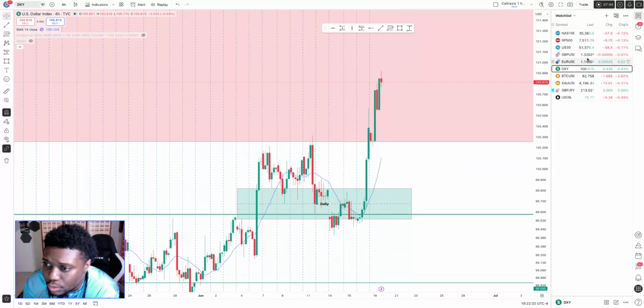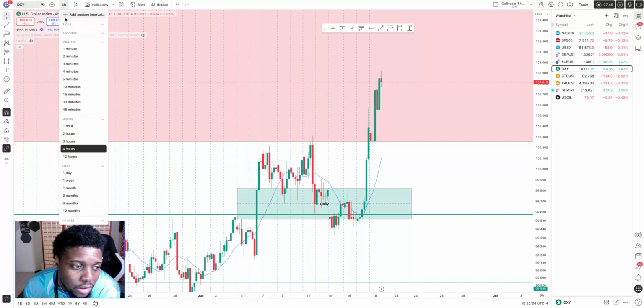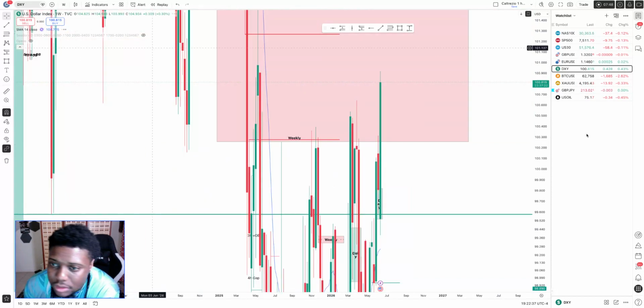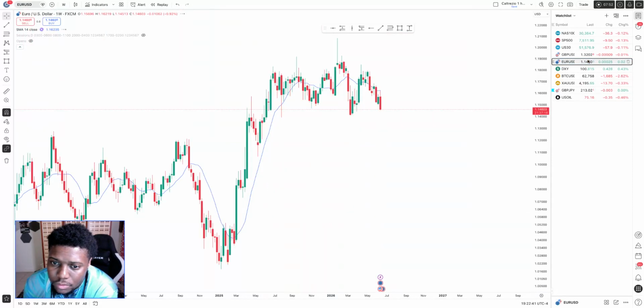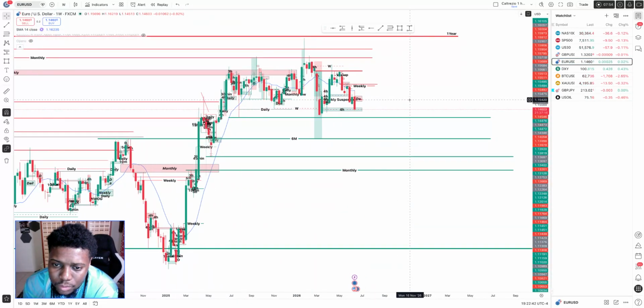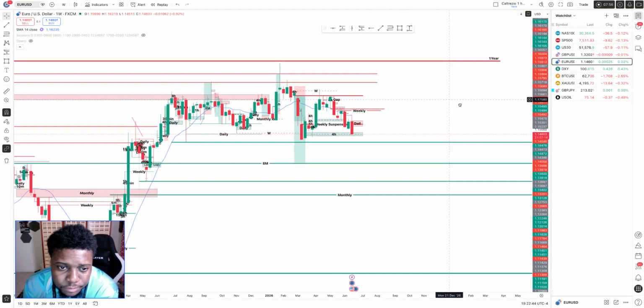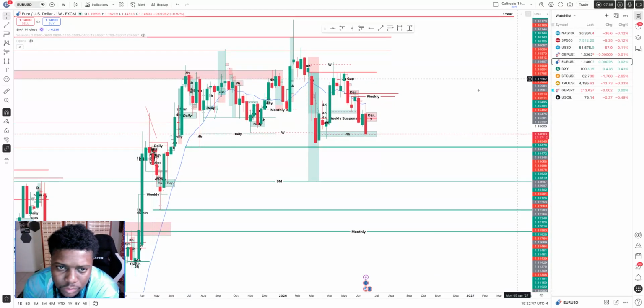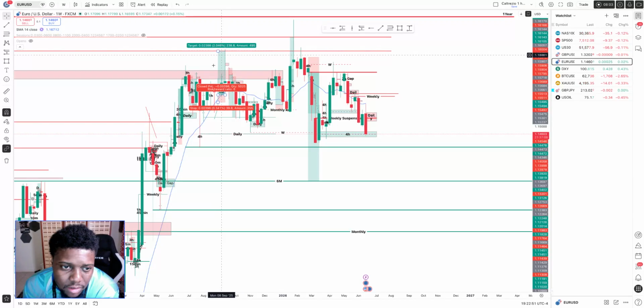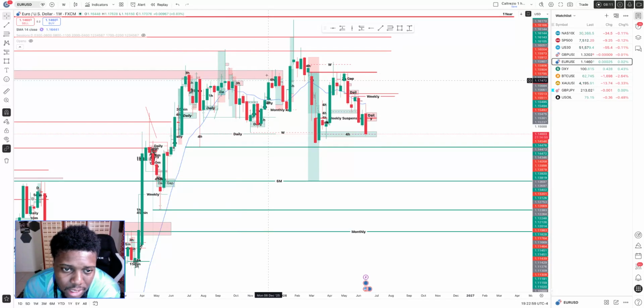Now let's go to the Euro Dollar. We're going to take it to the weekly, however. What we have for the Euro Dollar, this was the 2025 high. We traded up inside this monthly fair value gap. This box, this region right here, this area of interest, was a weekly fair value gap.